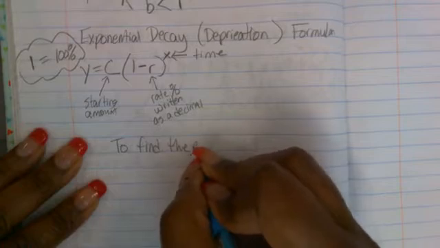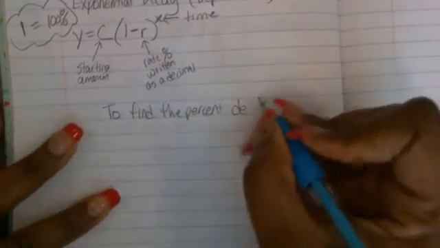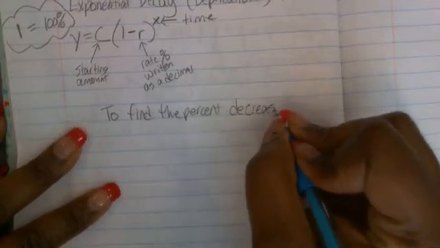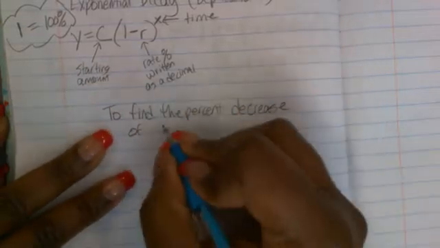Okay, so now to find the percent decrease of an exponential function, you make sure that you use the formula.